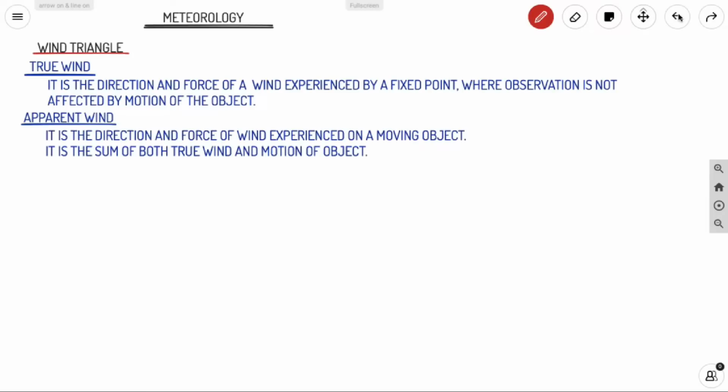Next thing, what is apparent wind? It is the direction and force of wind experienced on a moving object. It is the sum of both true wind and motion of the object. That means true wind was for a fixed object, and in the same case where it was a moving object, it will be called your apparent wind. It is the wind experienced due to your true wind, and also due to the motion of your object.